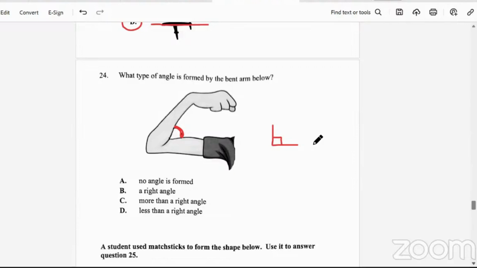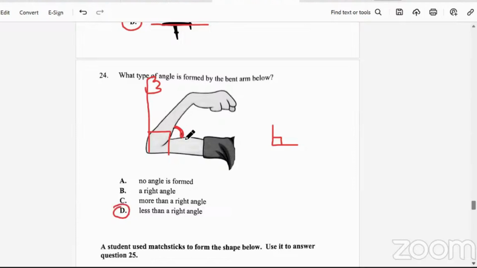So does this angle look like a right angle? No, it doesn't. For it to be a right angle, the arm would perhaps have to be pointing up like this, right? The arm would have to be up like that, and then this would have been the right angle. But it's not. And it's not more than a right angle either. It's less than a right angle.